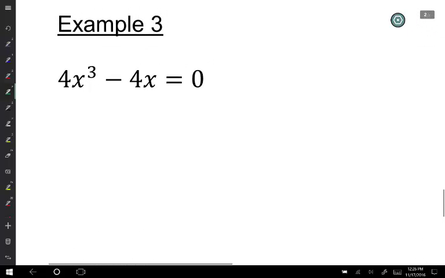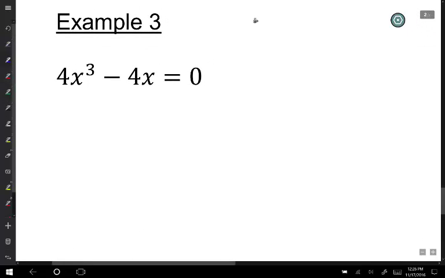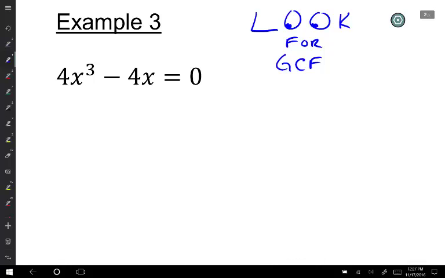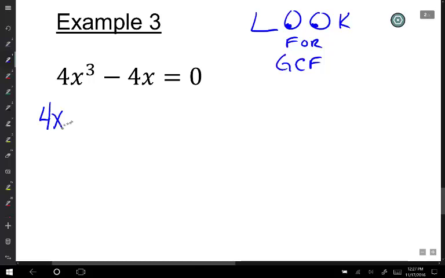All right. I'm going to ask you the same question. Look for a GCF. Do you see one? Yes. What is it? X, 4. That was good. I heard X and I heard 4. Teamwork. So, 4x. Who can tell me what's left? X squared minus 1.